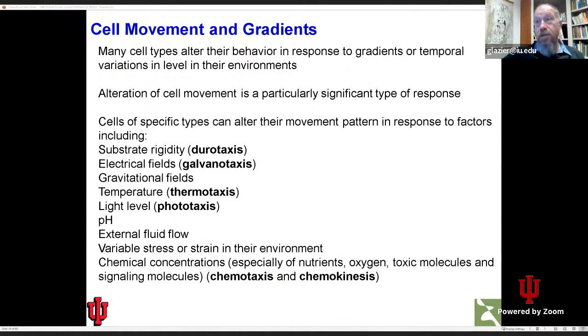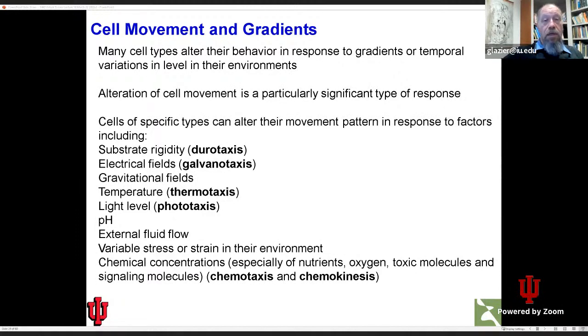Cells definitely can move in response to temperature. They can either move up or down temperature gradients depending on what their ranges are. Some cells respond to light, either moving towards or away from sources of light. They can respond to acidity, pH. There definitely are cell types that respond to fluid flow. That can be either in terms of movement or in terms of proliferation. The endothelial cells lining your blood vessels tend to proliferate if there's a lot of flow, and to degenerate and die if there's not a lot of flow.